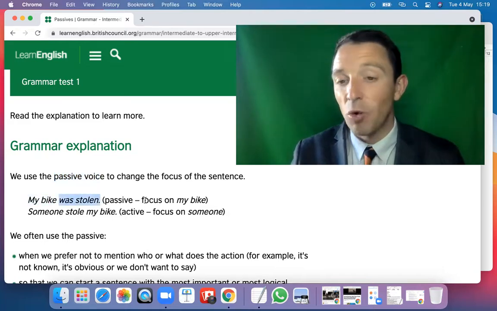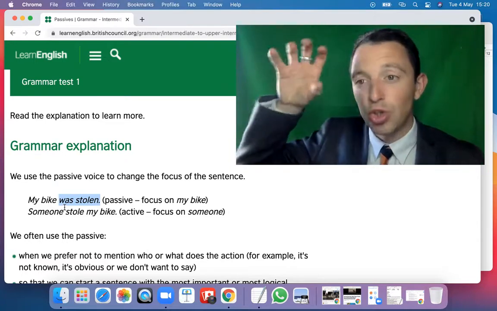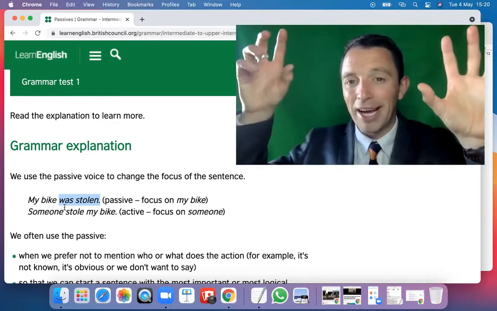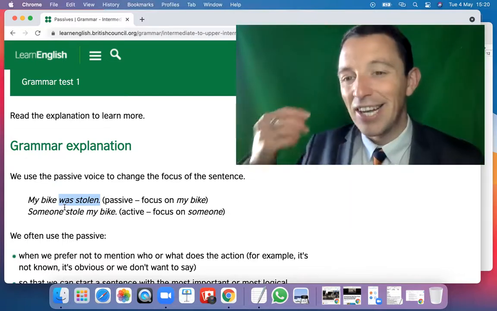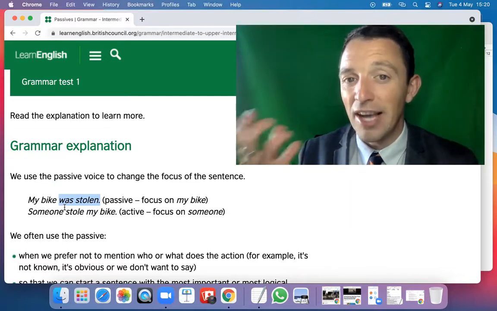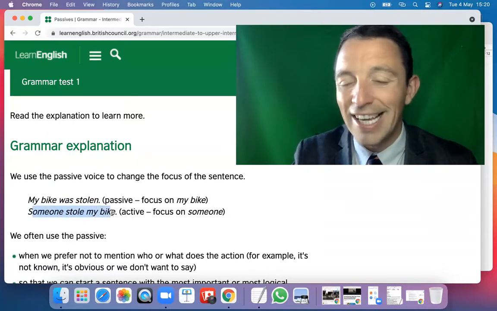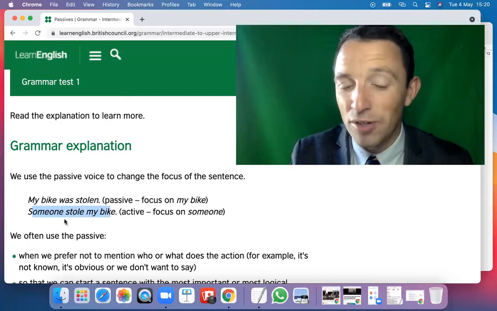So that means the focus is on my bike, and the active: somebody stole my bike. So that's the active. Somebody stole my bike. And to create the passive: my bicycle was stolen. It's not always necessary to say the person. Here, somebody stole my bike is the active. So you can see that's a very good example, and the focus is on the person.